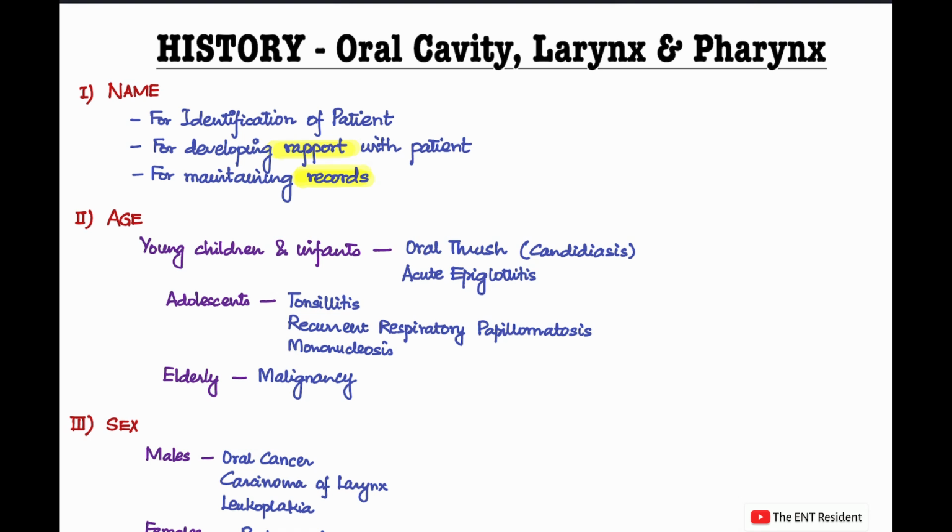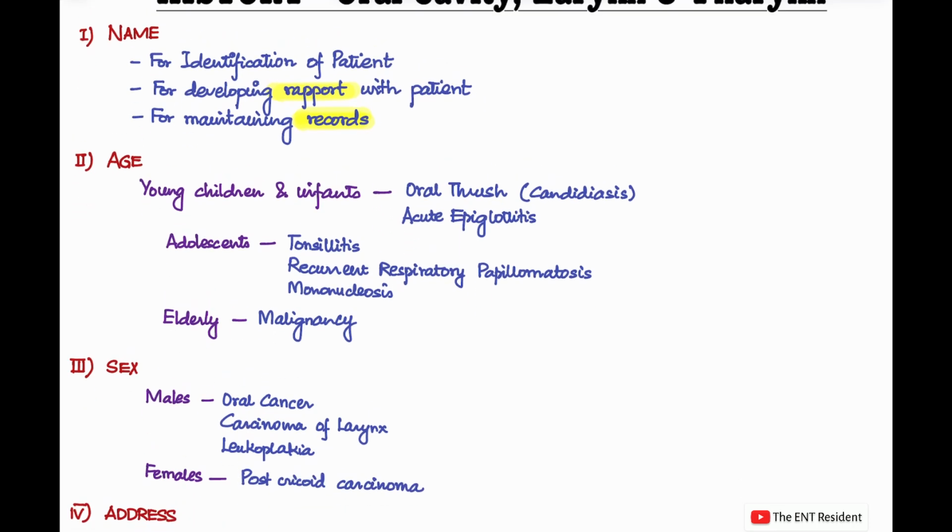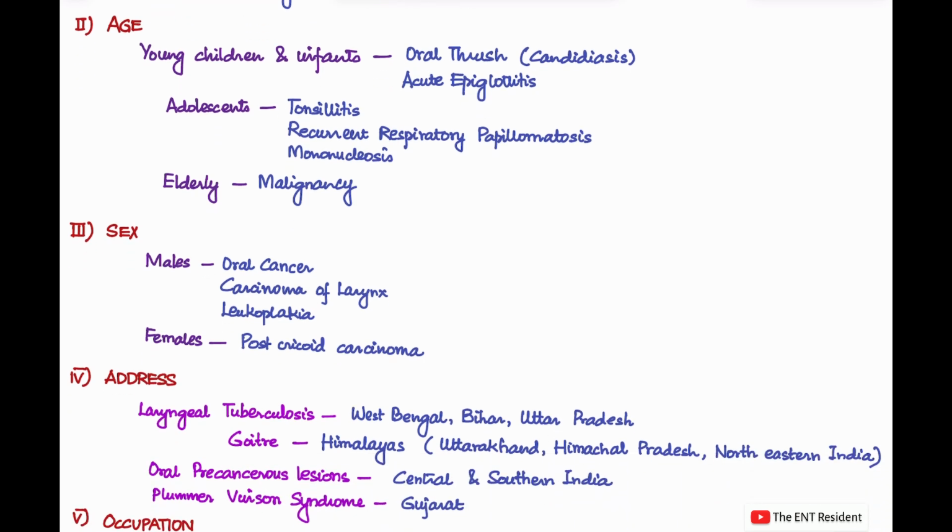Next, we move on to the sex or gender of the patient, the biological gender of the patient. There are certain diseases that are more common in males, and certain diseases which are more common in females. You'll be hearing that malignancy is more common in males because of habits like smoking, gutka, tobacco chewing, alcohol. Whereas there is one carcinoma which is more commonly found in females in relation to the throat, and that is post-cricoid carcinoma. You will see this carcinoma happening more commonly in females who are iron deficient.